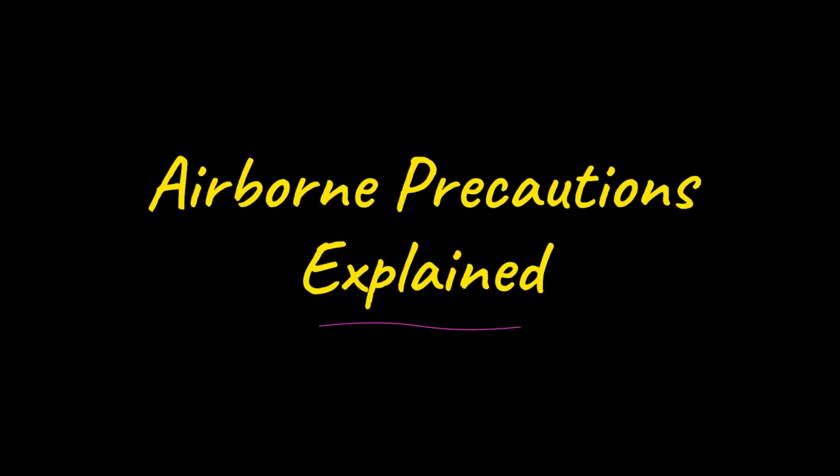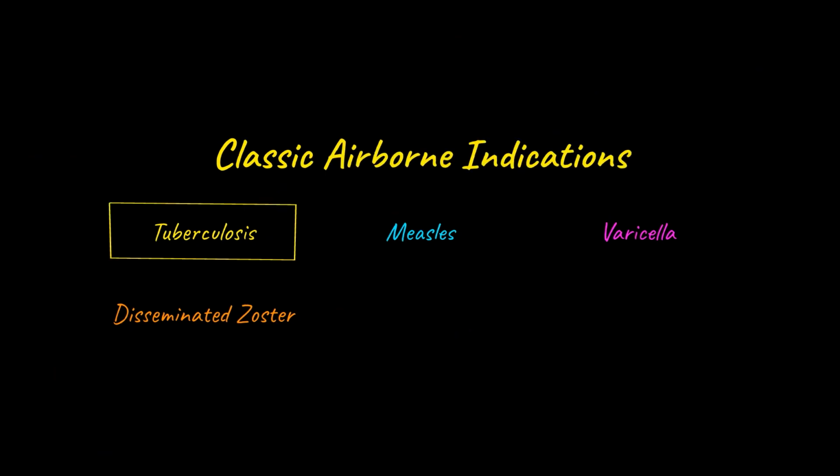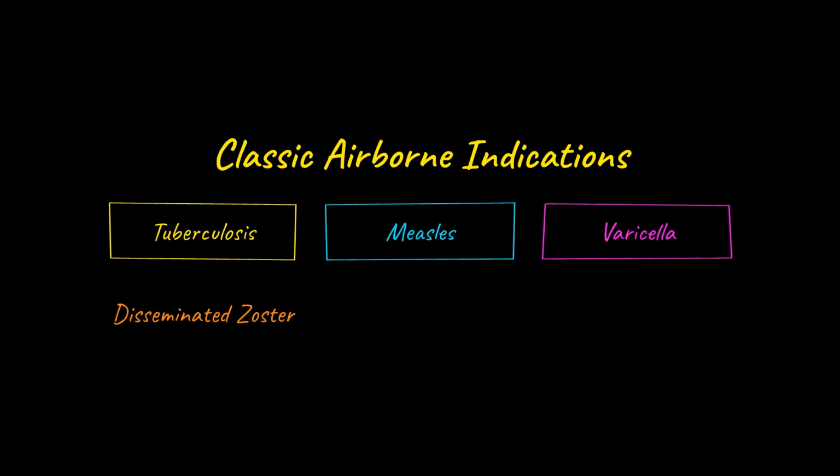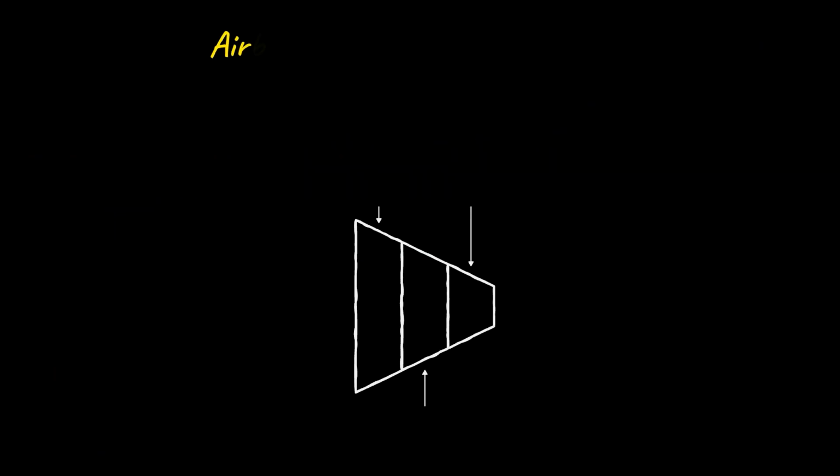Airborne precautions are the highest tier of respiratory isolation, designed for pathogens that travel on tiny droplet nuclei small enough to remain suspended in the air for hours and drift far beyond conversational range. The four classic indications are tuberculosis, measles, varicella, and disseminated zoster. These organisms spread on droplet nuclei just 1 to 5 micrometers in diameter, tiny enough to behave like dust, staying aloft on air currents and remaining infectious for hours rather than falling quickly to the floor.